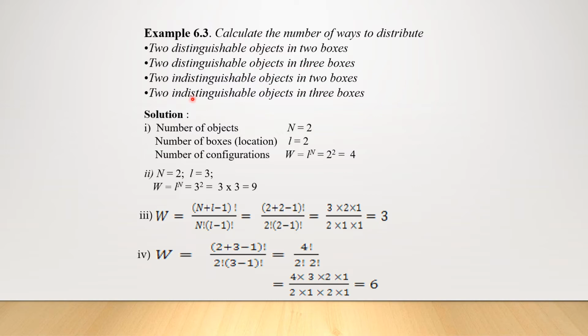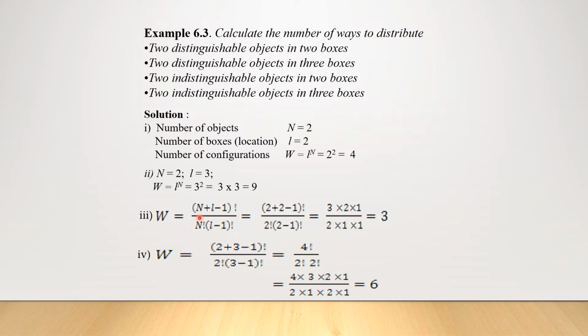Now let us turn our attention towards indistinguishable objects which are to be arranged in 2 boxes and 3 boxes. So for this the formula is changed. So for the third case, 2 indistinguishable objects in 2 boxes, the formula is W is equal to (n plus L minus 1) factorial divided by n factorial into (L minus 1) factorial. Now let us substitute the values.